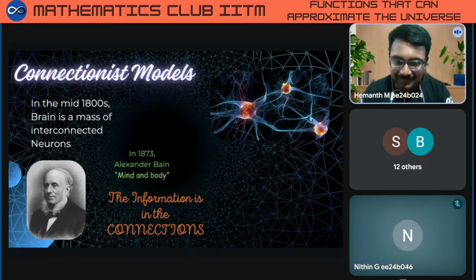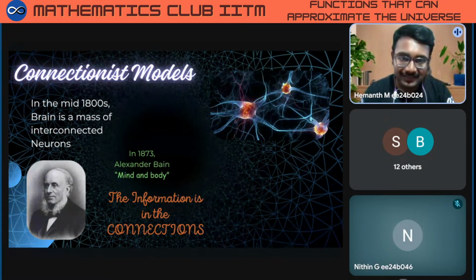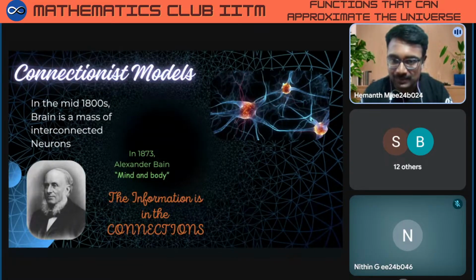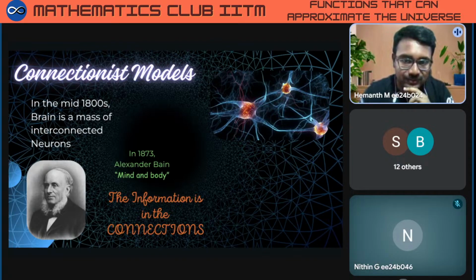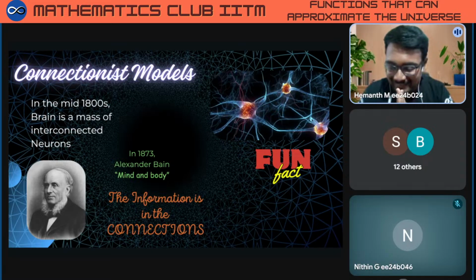This idea that information is stored in the connections between these neurons, he also came up with some mathematical models for these connectionist models, as to how these neurons are connected and how information is stored in the connections. So he even came up with this model. And let's first discuss some fun fact.